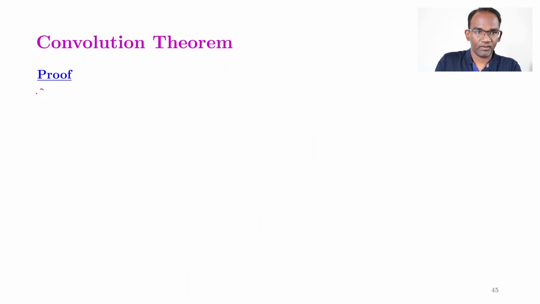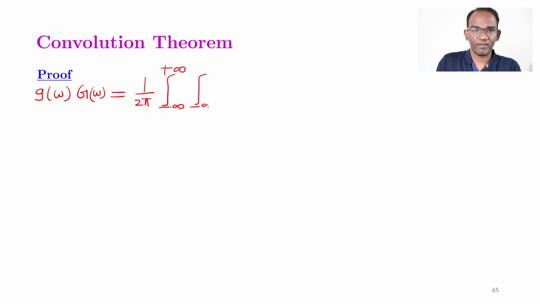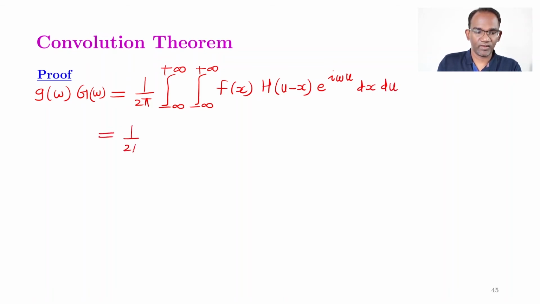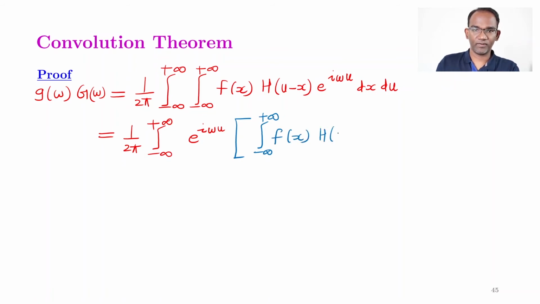Now we write g(ω) multiplied by G(ω) as equal to 1 over 2π, double integral from minus infinity to plus infinity of f(x) h(u − x) e^{iωu} dx du. This is equal to 1 over 2π, integral from minus infinity to plus infinity of e^{iωu}, and we write the term in the middle as the integral from minus infinity to plus infinity of f(x) h(u − x) dx, times du.